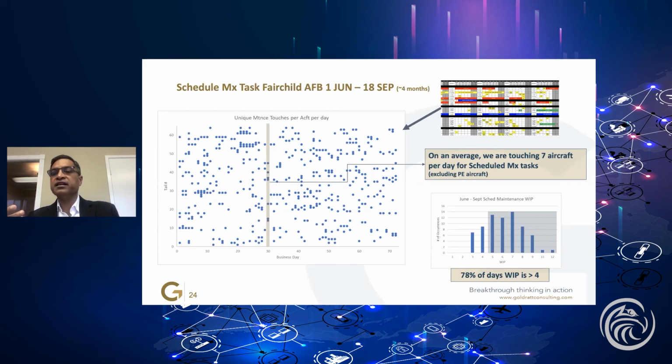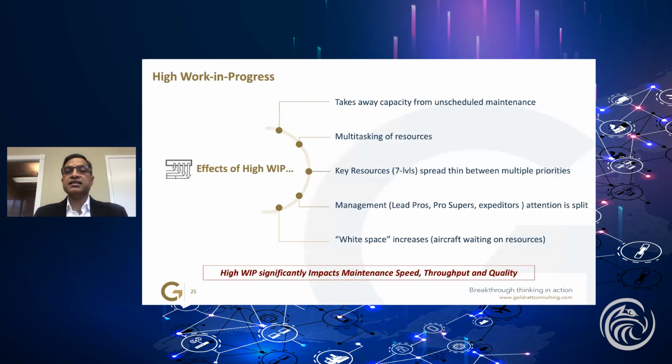So everything takes time. And as a result, when you have this high work in process, it takes away capacity from unscheduled maintenance. It results in multitasking of resources between jobs, especially the key 7 levels start spreading thin between scheduled maintenance and unscheduled maintenance and multiple priorities. The management team, the production team, lead pros, pro supers, expediters, now they are trying to juggle all these jobs.